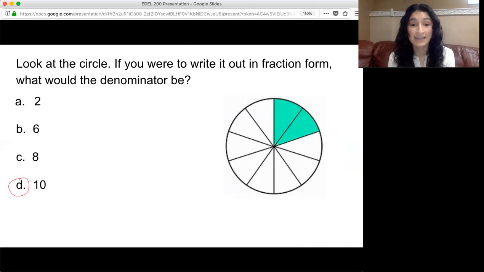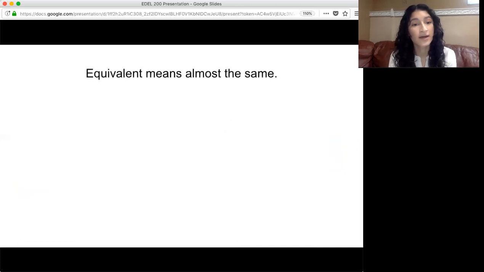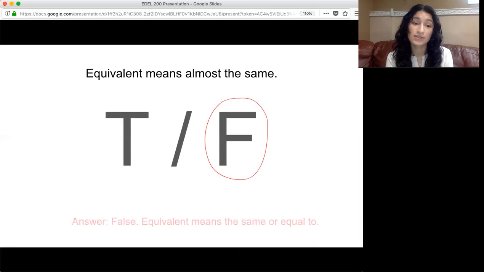Right, so there's 10 because there's 10 equal wholes divided here, representing the denominator. Okay, so these are going to be true and false questions. Equivalent means almost the same. Is that true or false? Right, so this is false. Equivalent means the same or equal to.